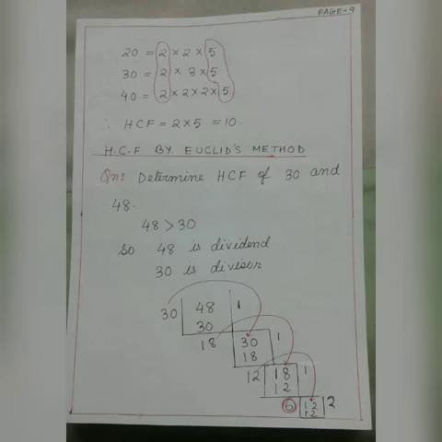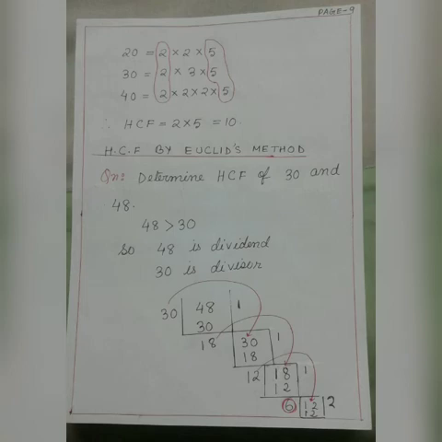So what do we have to see? We have to see the factors which are common in all the three given numbers. I can see that 2 is present in all the three numbers and 5 is also present in all the three numbers. Therefore, the HCF is 2 into 5, the product of the common factors, which is equal to 10.